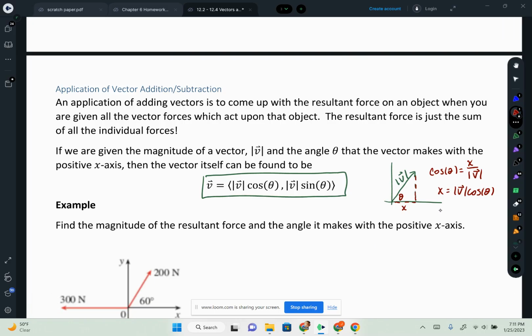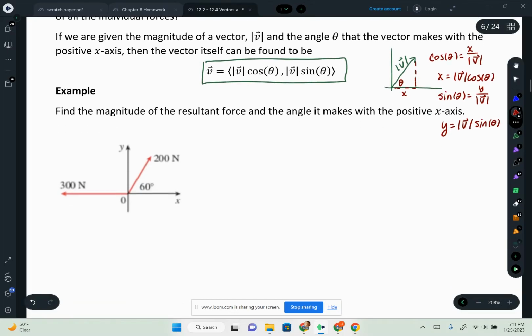And we could do a similar scenario for the y value. Sine of theta is equal to y over the hypotenuse, which is the magnitude of v. And again, we could solve for y. y is going to be the magnitude of v times the sine of the angle. So it's not arbitrary where these are coming from. It is coming directly from right triangle trigonometry. Let's see how we can use that.